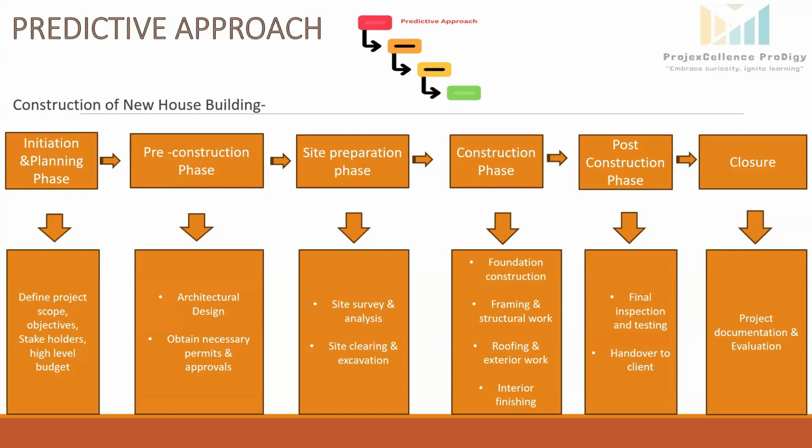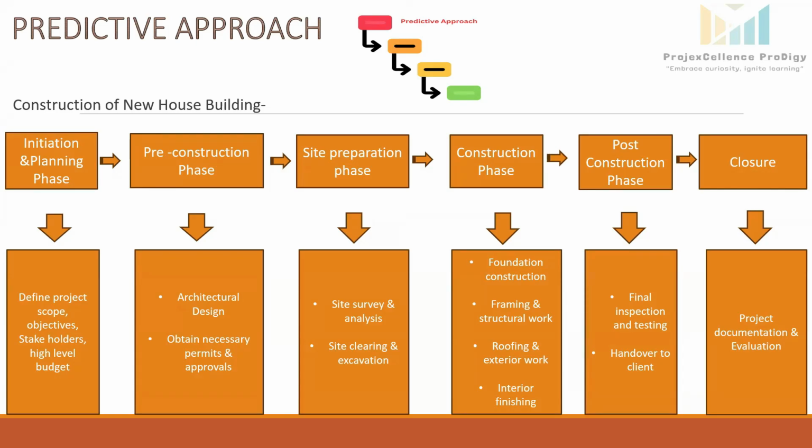The next phase will be the site preparation phase. Once all the necessary permits and approvals have been obtained, the contractor will now start working at the site. He will conduct the site survey, and he will do the soil analysis. He will engage an expert to check the water table, how deep we can go for the foundation. Then once it is done, he will mobilize his team and machinery to the site and start excavating for the foundation.